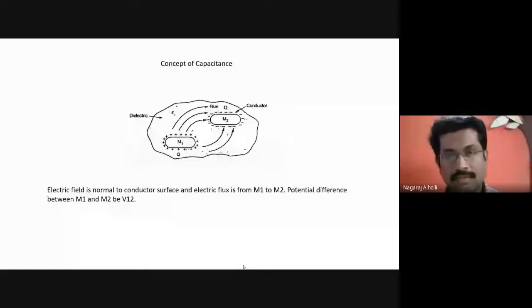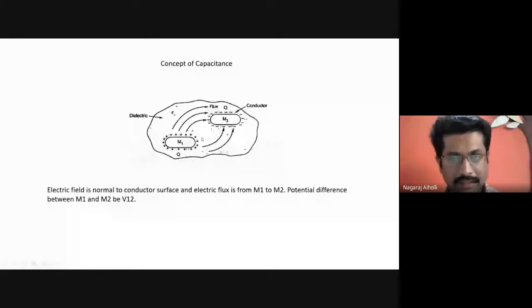Next, we will move on to the concept of capacitance. What is capacitance? What happens if capacitors are connected in series? What is the equivalent value of capacitance if they are connected in parallel? All these fundamentals you have studied at your PU level. Almost similar concepts you will be studying here about capacitance.